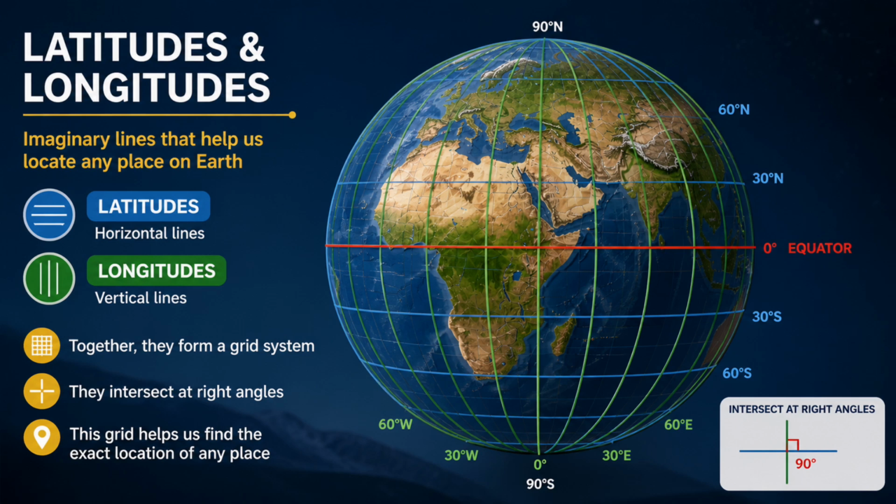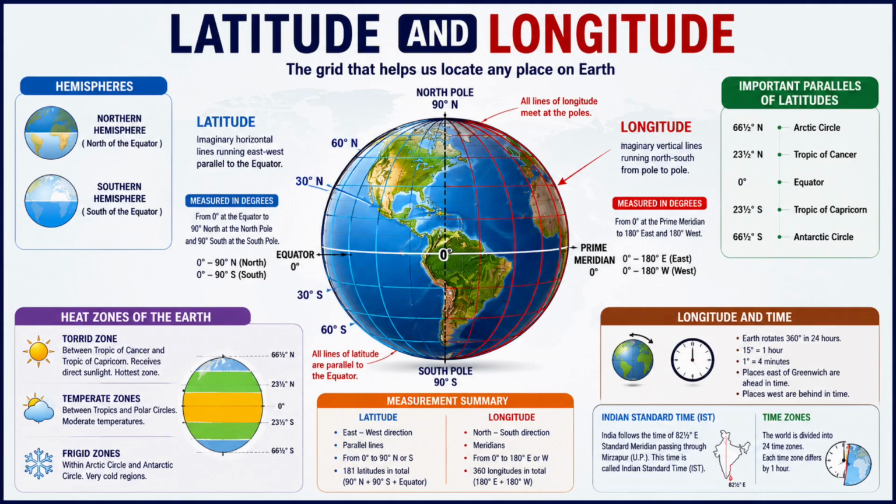Now we move on to an important concept in geography: latitudes and longitudes. The Earth is very big, so locating a place exactly is not easy. To solve this problem, geographers drew imaginary lines on the globe. These imaginary lines are called latitudes and longitudes. Together, they form a grid system on the Earth. This grid helps us to find the exact location of any place. Latitudes run from east to west, longitudes run from north to south. These lines intersect each other at right angles.